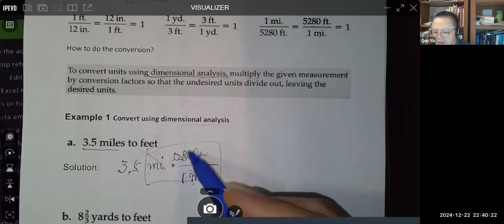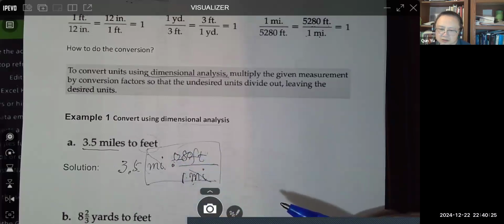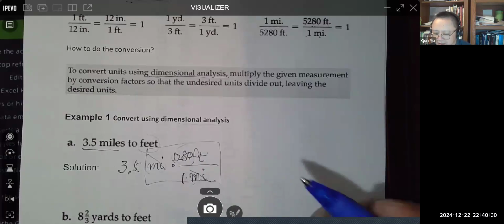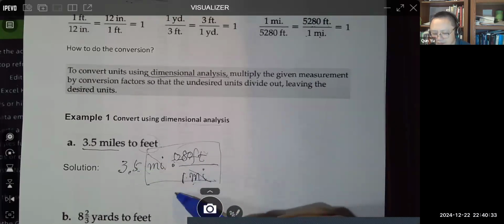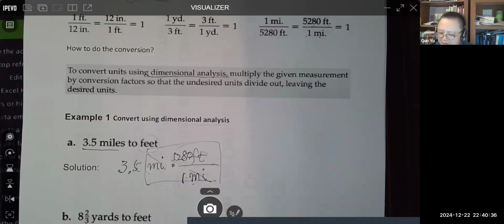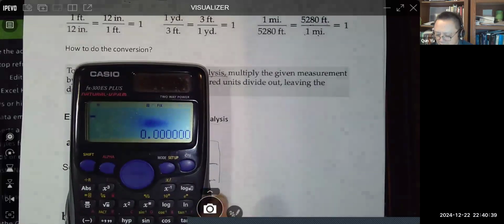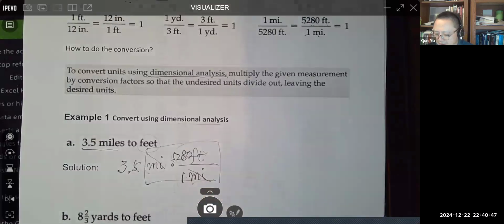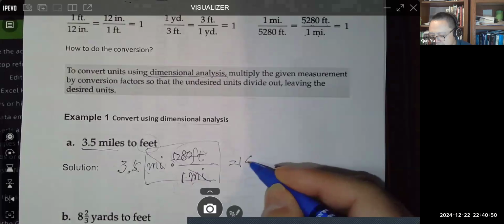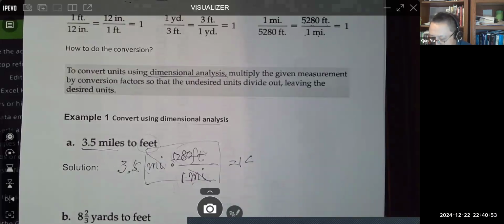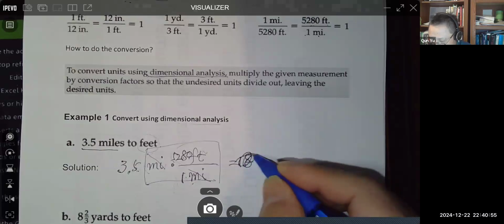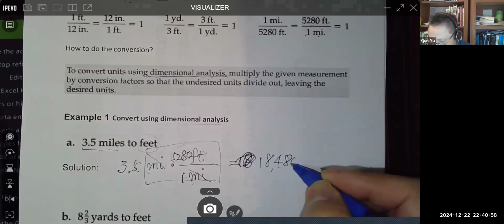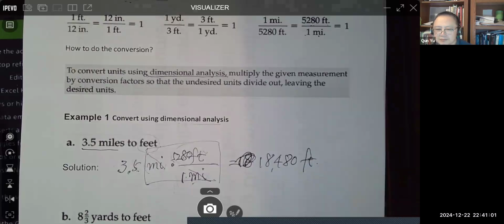In the fraction, the number on the top is called numerator. It is also called multiplier. We multiply by multiplier to make sense, right? So we're going to multiply these two together. We don't need to divide by 1 because dividing by 1 won't make any difference. So this is 3.5 times 5,280, which is 18,480. So that's our final answer, 18,480 feet. Yep, that's all it is.